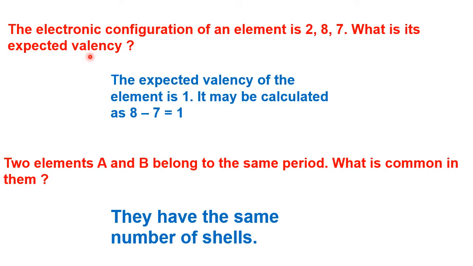The electronic configuration of an element is 2, 8, 7. What is its expected valency? When it is having 2, 8, 7, it wants to accept one electron, so that becomes 2, 8, 8, with 8 in the last shell. So according to this rule, its valence is equal to what?